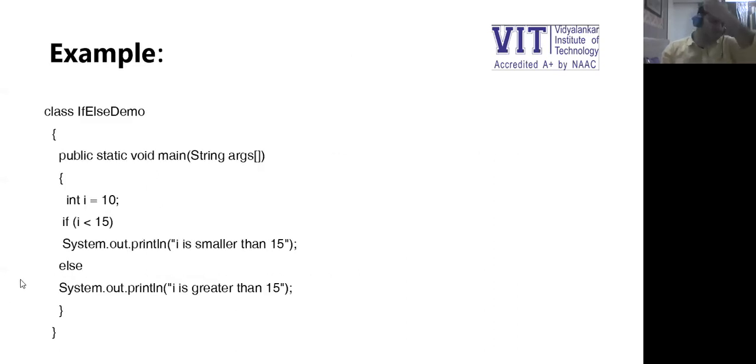A simple example: if I is less than 15, then the output will be I smaller than 15. If the value of I is 10, which is less than 15, it is true, so the output will be I smaller than 15. Now suppose the value of I is 20, then I less than 15 will be false. In that case, my output will be I is greater than 15. So this is about the if-else statement.